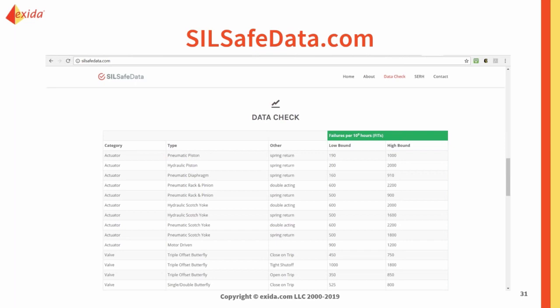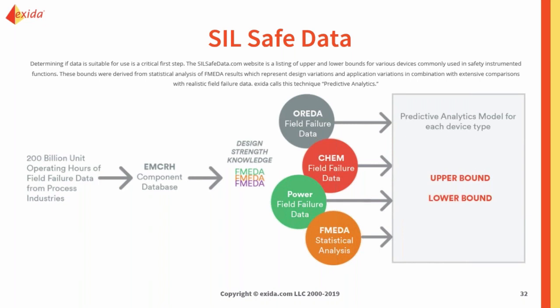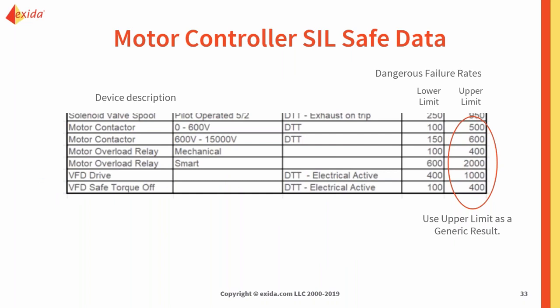SailSAFE data was brought around by comparing hundreds of billions of unit operating hours together from different industry sectors, oil and gas, offshore, chemical, power, and making higher and lower bounds. This is just an example for motor controllers. I had a customer that said, we have no information on motor controllers. What do we do? Well, you can always use that higher representation as a limit.